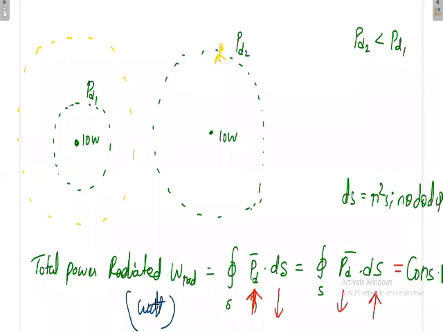Next, another important and a little bit confusing notation. That is average radiation intensity.